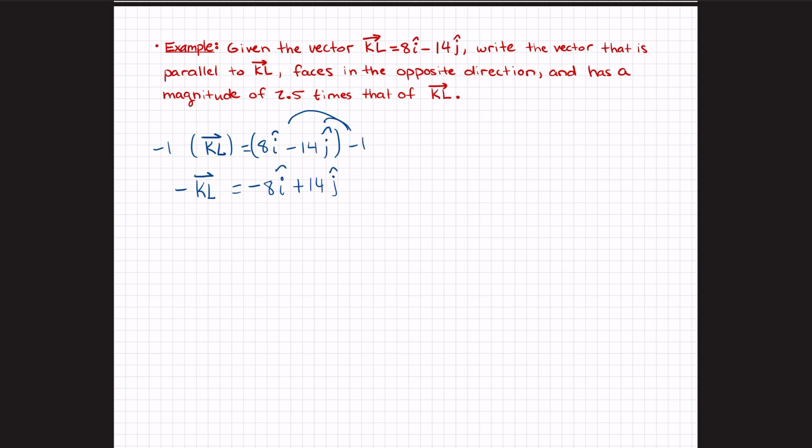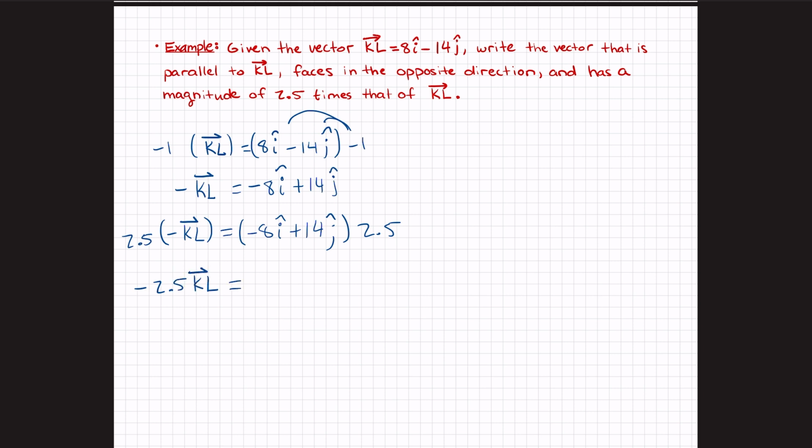Fantastic. But we're not done, because we also want our vector to be 2.5 times the magnitude of vector KL. So just like multiplying everything by negative 1 gives me the opposite, multiplying everything by 2.5 will give me a vector 2.5 times that of KL. So now I'm going to take this negative KL and multiply it by 2.5. That means I'm going to take everything on the right side of my equation and multiply that by 2.5. And again, I'm going to distribute this factor into each term. So I'm going to be left on the left side with a new vector that is negative 2.5 times that of KL.